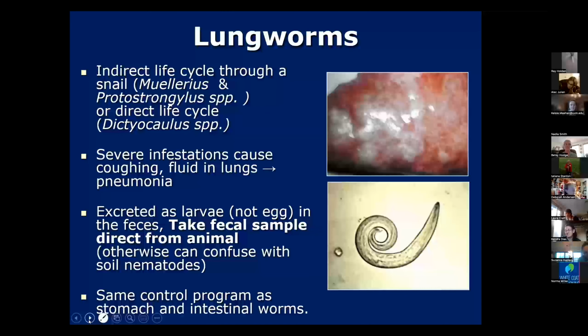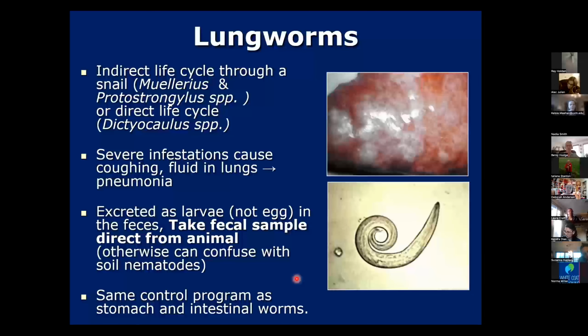Severe infestation caused coughing, fluid in the lungs, and pneumonia. So the cases I've had, the animals cough a lot but don't act sick, at least not at first. And it's excreted as a larva, not an egg, in the feces. So if you take a fecal sample, ideally you'd take it direct from the animal so you don't pick up something from the ground that looks similar. And the ones I've seen, they have this typical curly hue. I may have been seeing others too, but these I could recognize. And fortunately, the same medicines that get the stomach worms and intestinal worms will get the lungworms.